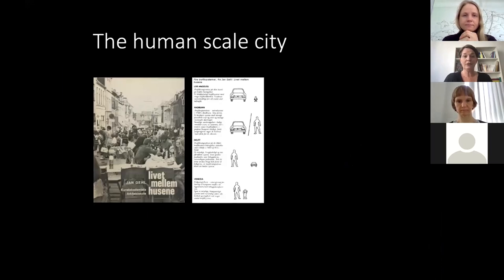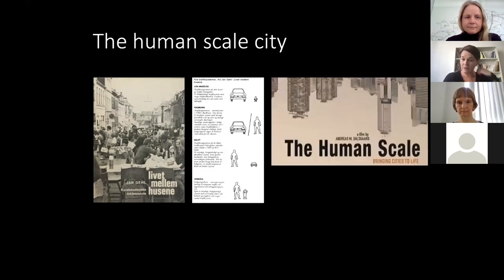And when I talk about the human scale city, it is very much inspired by Jan Gehl. He originally wrote this book, Life Between Buildings, which I think was translated the first time in the 90s or something, but the original book is actually from 71. So it's an old book in Denmark. He started talking about who actually has the right to the spaces in the city. What are we using the space in between the houses for? Are we using it to facilitate car transport? Are we using it for people? How are we doing it?